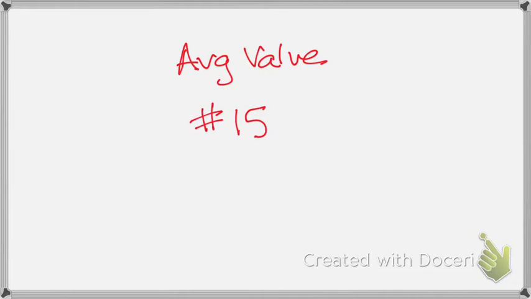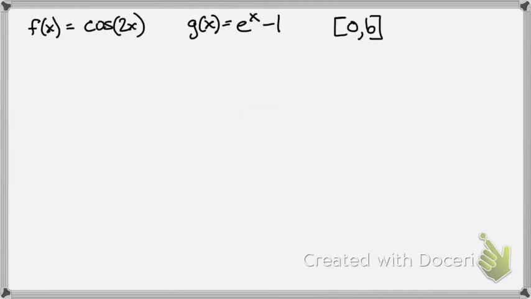Okay, here's number 15. They want to know, when do f of x and g of x have the same average value? What value of b? Well, when they do that, they throw in weird variables on you. Just do your normal thing and treat b like a regular number, okay? So the average value from 0 to b of f of x would be the integral from 0 to b of f of x, divided by the number of numbers, which is 1 over b minus 0, which is b.